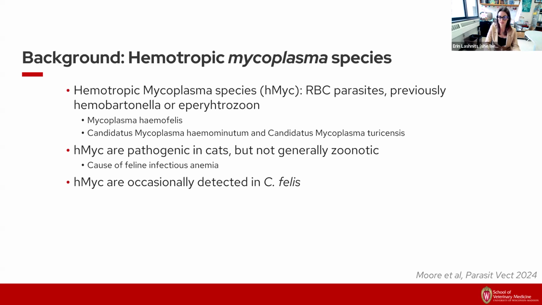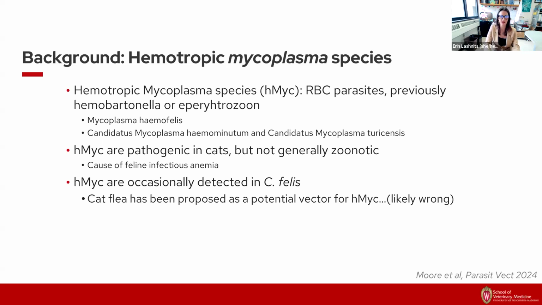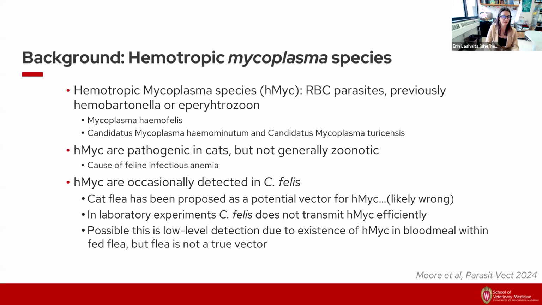Occasionally, we will detect hemotropic mycoplasma in cat fleas. And this has been shown across a handful of papers that were happily reviewed just this year by one of my colleagues, Charlotte Moore. And so the cat flea, because of this, has been proposed as a potential vector for hemotropic mycoplasmas, but actually that's probably incorrect.